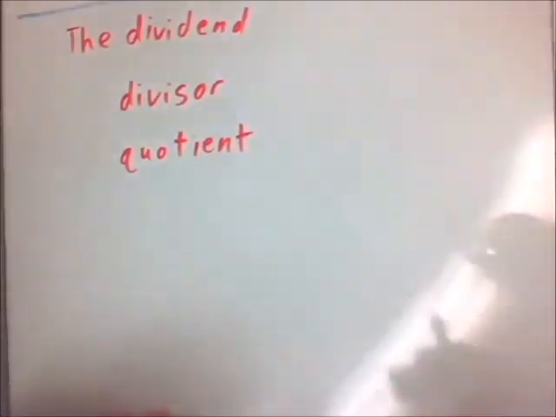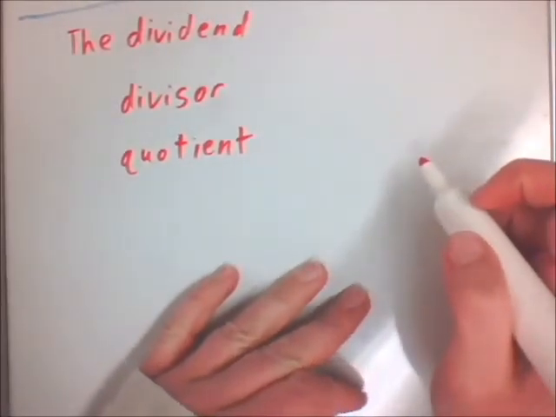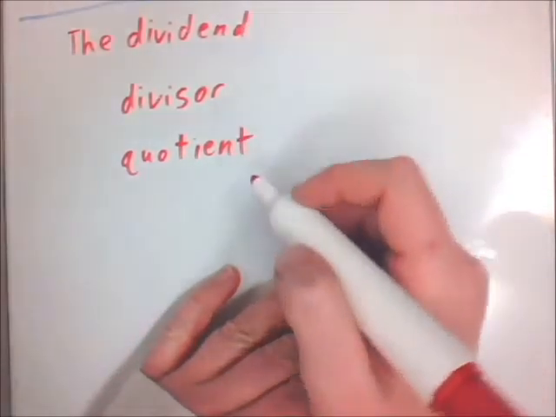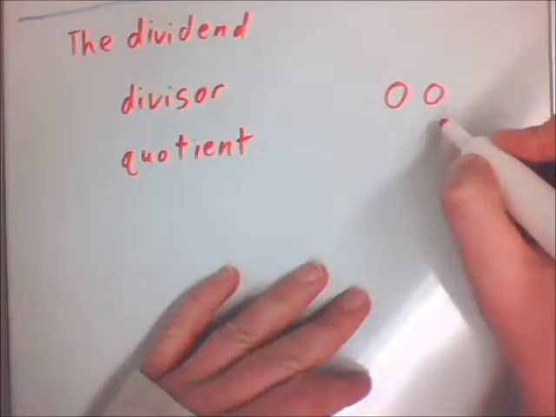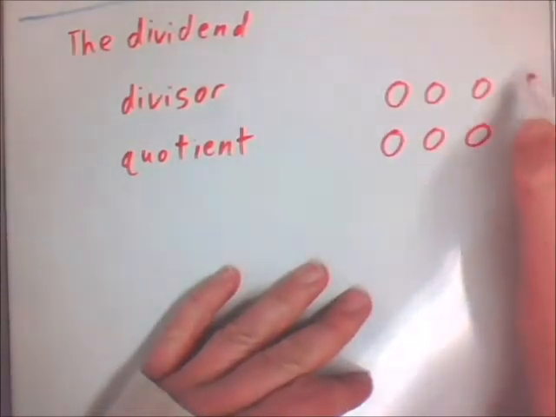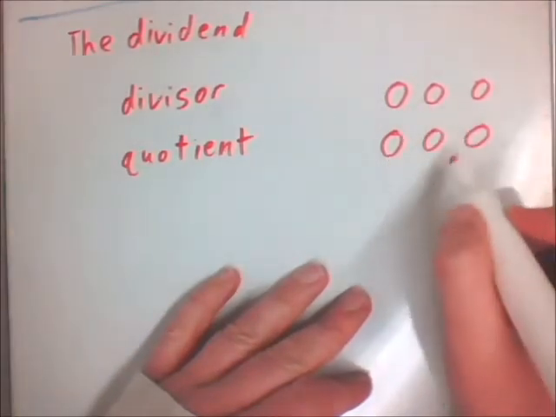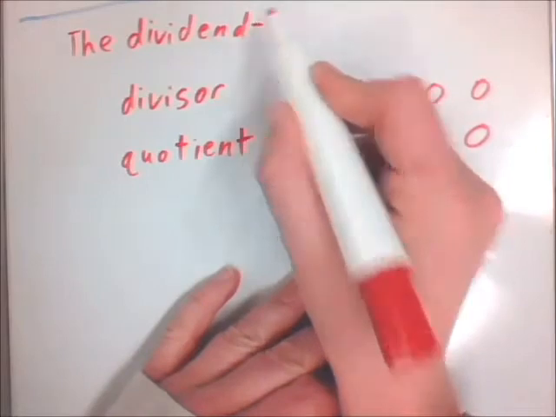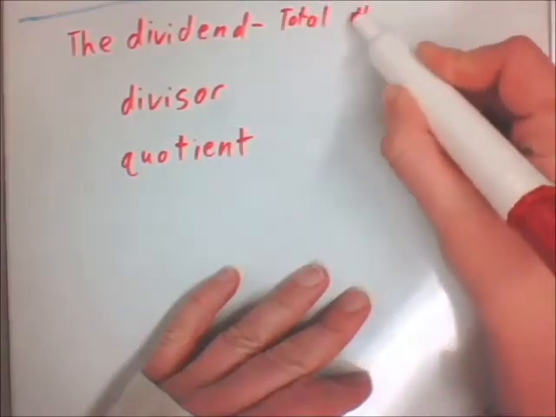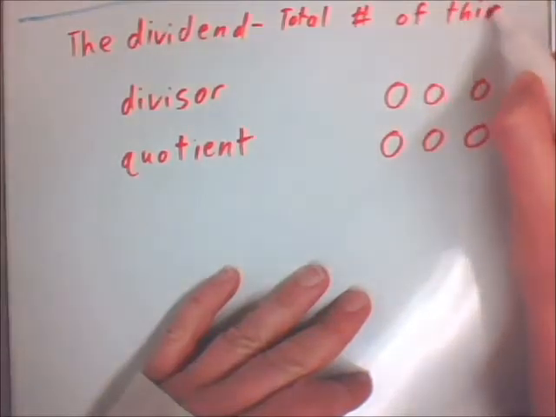We can remember way back to a time when we divided using symbols. And at that time it became pretty easy to figure out which is which. So say I had a group of 6 circles. These are all one group right now. And the total number of things is 6. That's the dividend. Total number of things. In this case, the total number of circles.